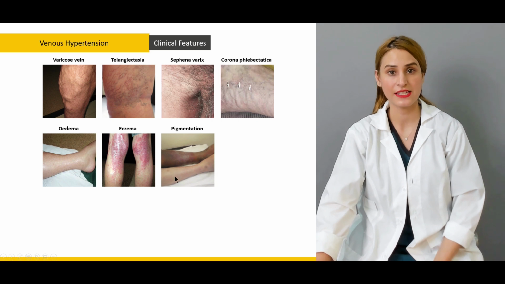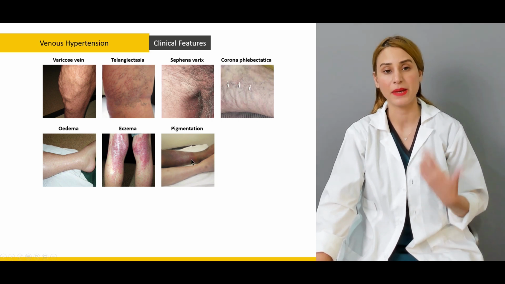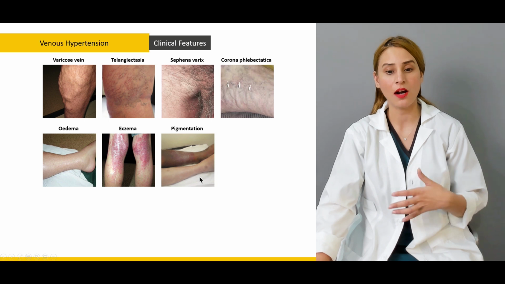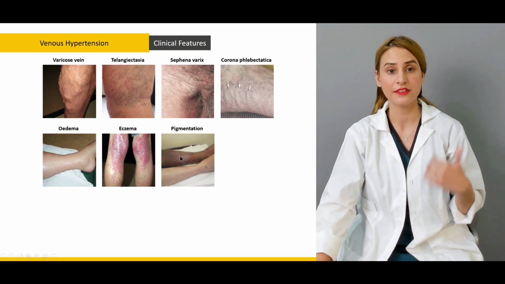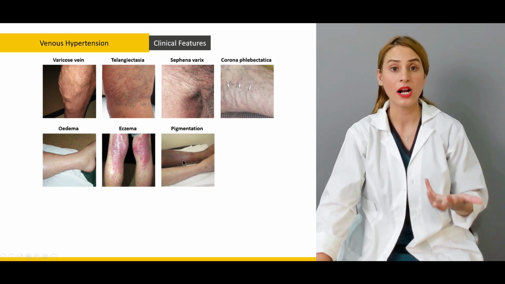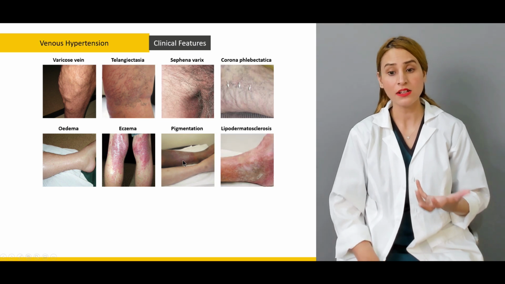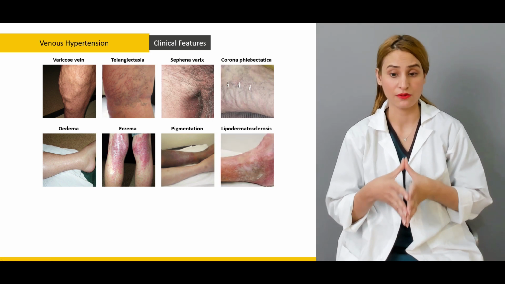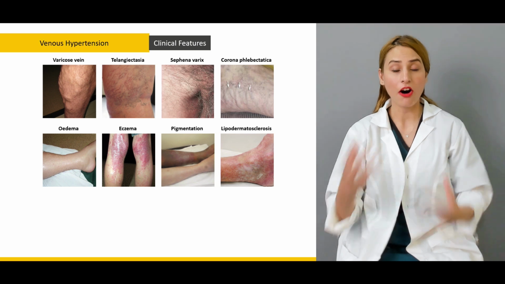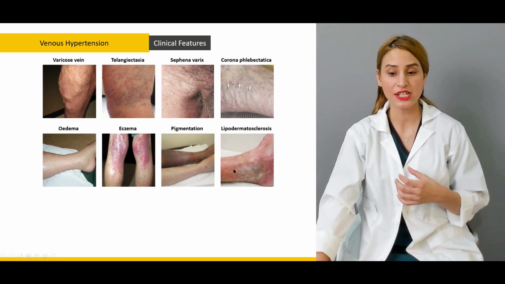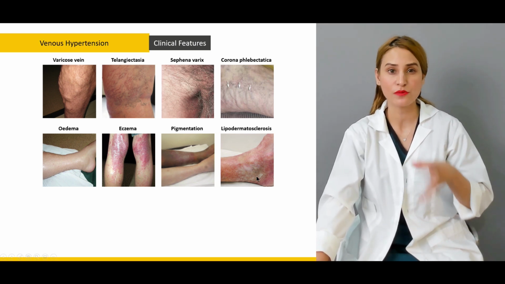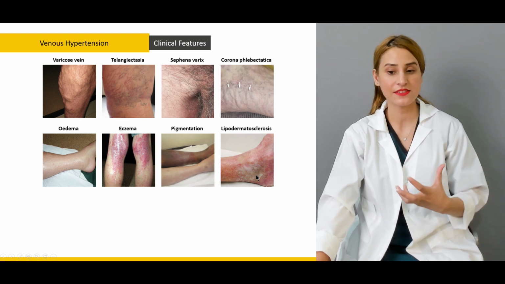As compared, you can see here in this diagram that there are two limbs. This is a normal limb, and if you compare this with the other side, there is more pigmentation. And also there can be lipodermatosclerosis, which is the hardening of the skin, and you can appreciate here in the diagram whitish patches, hard and thickened skin, which is called lipodermatosclerosis.